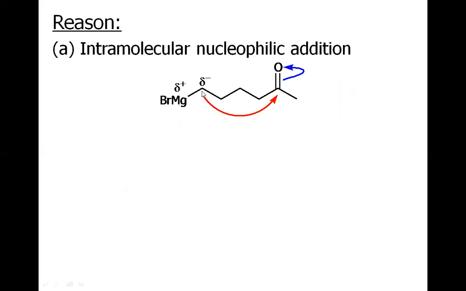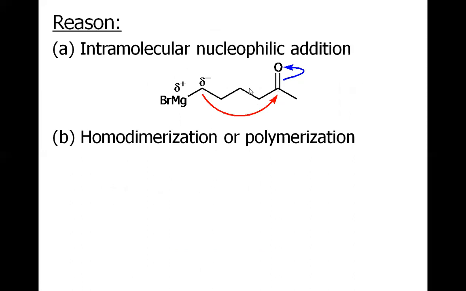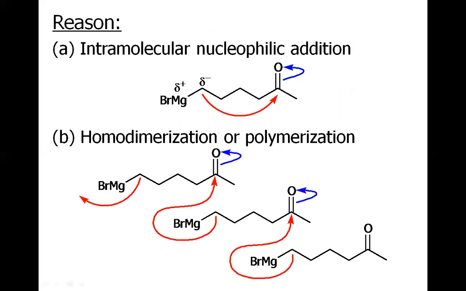If you try to synthesize the Grignard reagent, this nucleophilic carbon will attack its own carbonyl carbon to give intramolecular cyclization. And there is another possibility of homodimerization or polymerization: this Grignard reagent will attack the carbonyl carbon of another Grignard reagent, which in turn will attack another Grignard reagent's carbonyl carbon from its nucleophilic carbon, and the process goes on and on. So we will not be able to have our desired product. That is, we wanted to treat with acetone to have the tertiary alcohol.